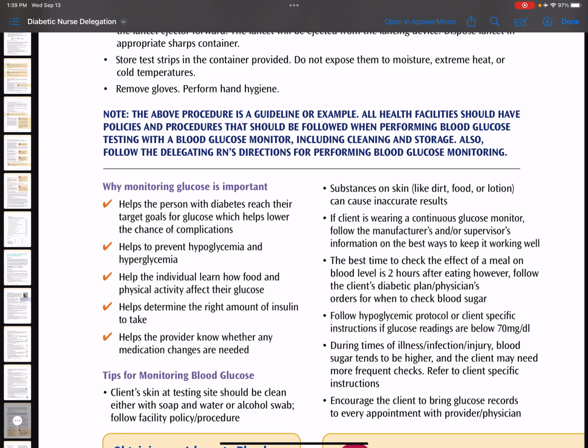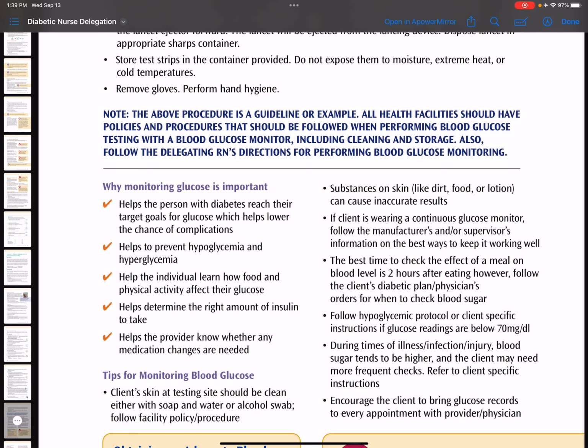Generally, we check blood sugar at specific times: usually before meals and snacks, at bedtime, occasionally 2 hours after eating, before exercise, after treating low blood sugar until normal, when feeling different or ill, or before driving.